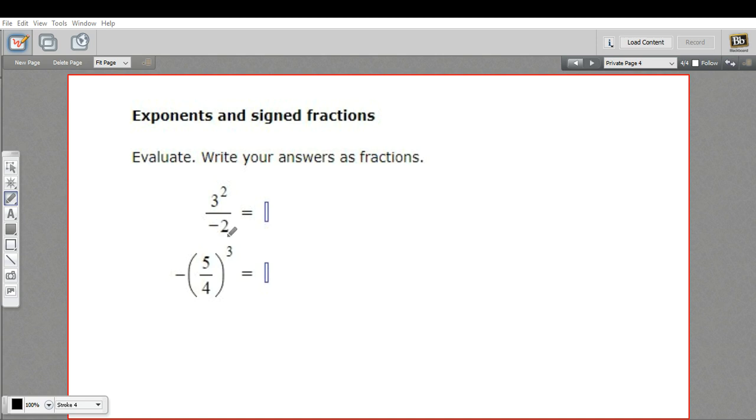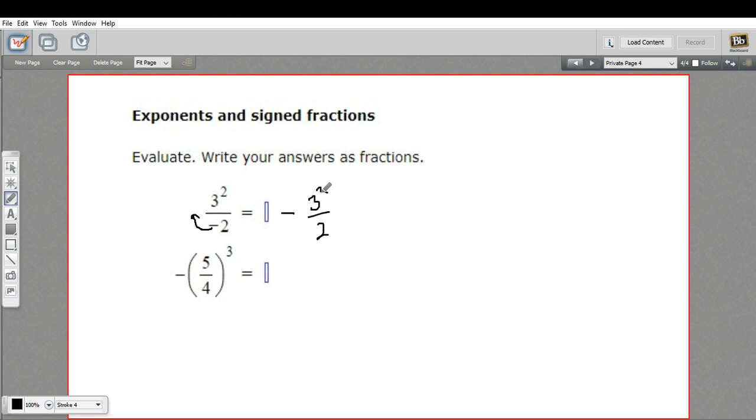Let's deal with that negative sign first of all. When one of the numbers of a fraction is negative, that means the whole fraction is negative. So you can take this negative sign and just move it out front. So this is a negative 3 squared over 2. And I think that's the preferred way to write a fraction. If one of these numbers is negative, you just make the fraction negative. If you had a negative over a negative, then it would be a positive. But since there's only one, it's a negative fraction.